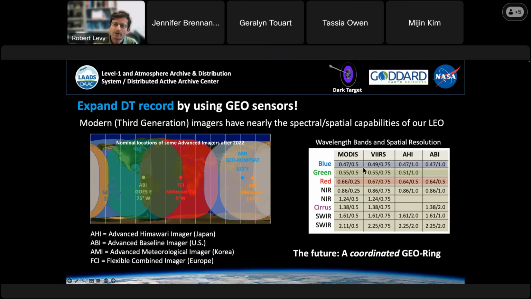At the same point, if we compare MODIS and VIIRS, these are wavelengths and spatial resolutions. For many, there are some missing channels in the AHI and ABI, but for the most part, most of the bands that we're used to, wavelengths we're used to for MODIS and VIIRS, are also on the Himawari and Advanced Baseline Imagers, and they're at somewhat similar resolutions. So we felt like we could go ahead and try to do our same dark target retrieval with some modifications and do it on the GEOs.